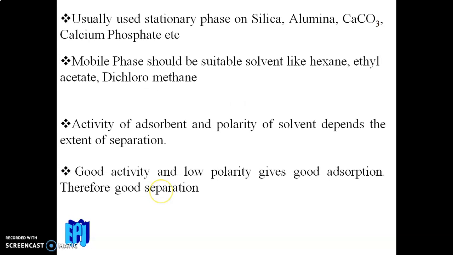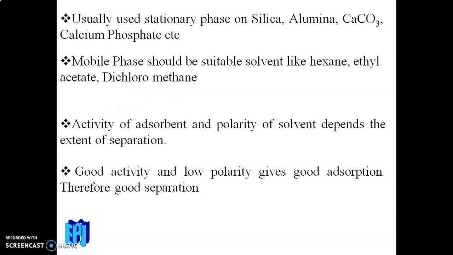Let us discuss what we mean by stationary phase. We know that the stationary phase is the non-movable part. It is mainly silica, alumina, calcium carbonate, calcium phosphate, etc., because all these are inert solids. The second one is the mobile phase, which should be a liquid, a suitable solvent like hexane, ethyl acetate, dichloromethane, etc.